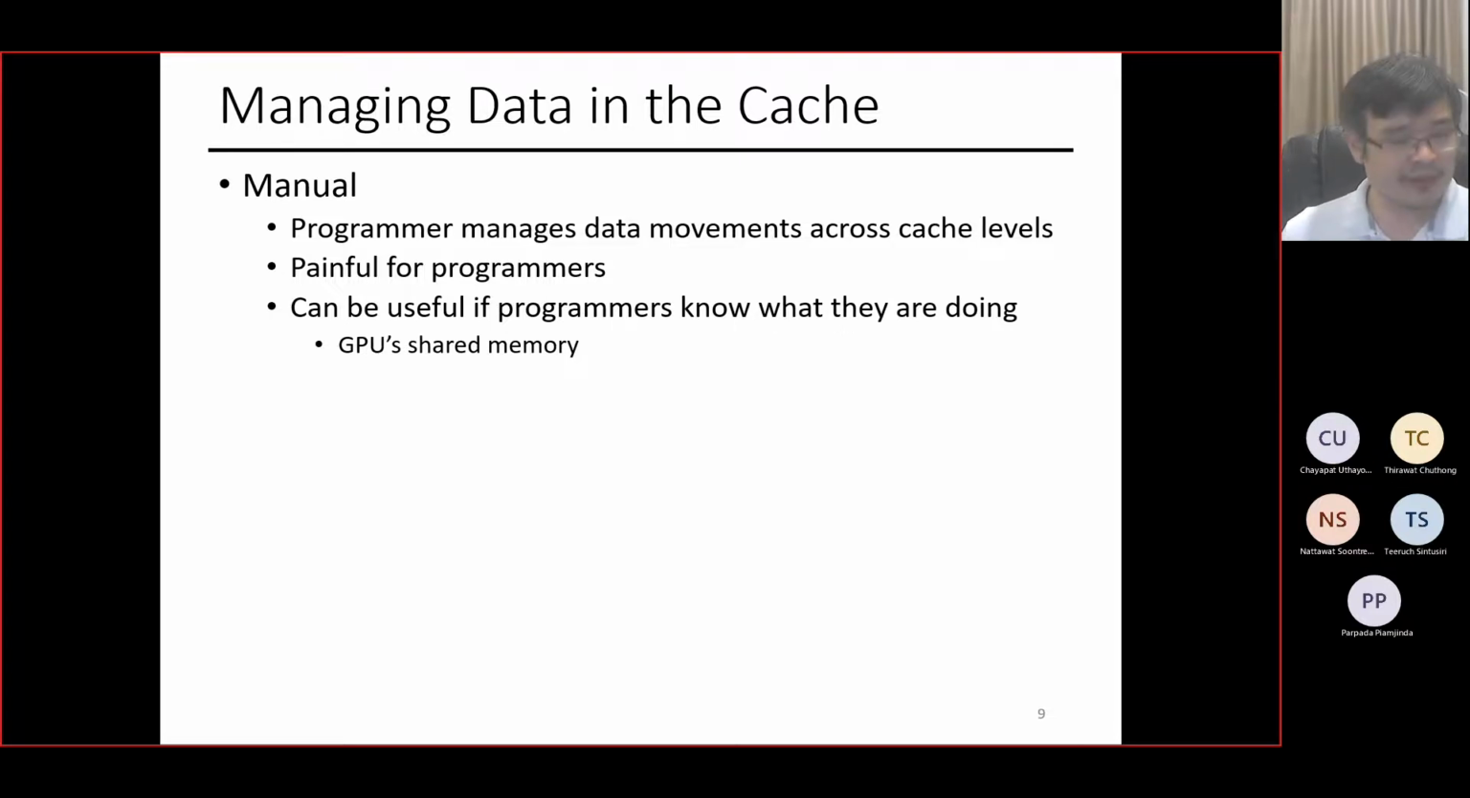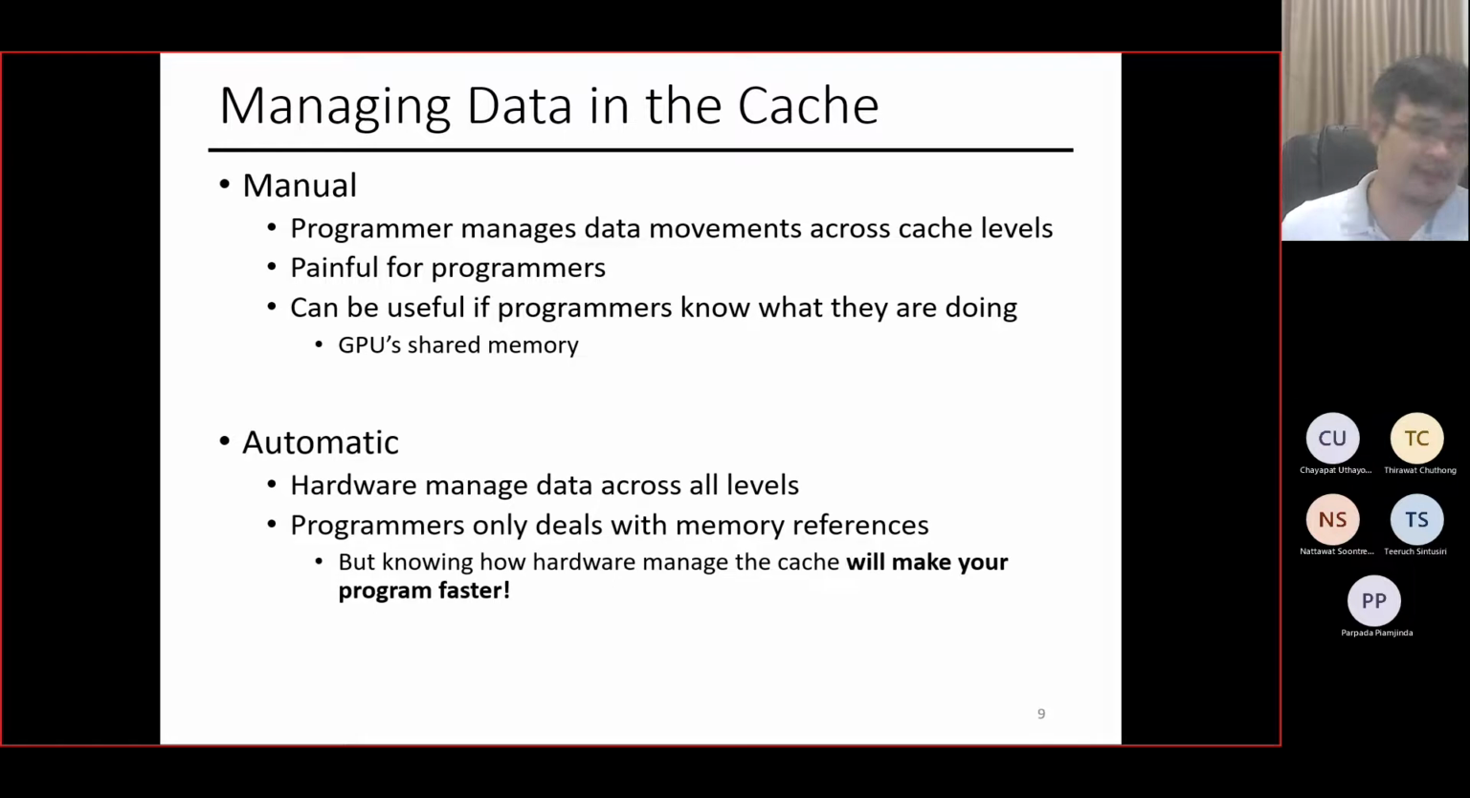Back in the day, one thing you could do is manually manage everything as a programmer. I could design hardware that allows the programmer to say, put this in the cache, put that in the cache, kick this out of the cache. This is painful for a programmer, and in modern-day programs no one does this anymore, because now hardware handles cache management, except for some regions of the GPU cache, which can be manually managed. The rest of it, the hardware manages the data across all levels. The programmer only has to deal with the memory access, the address of your variable.